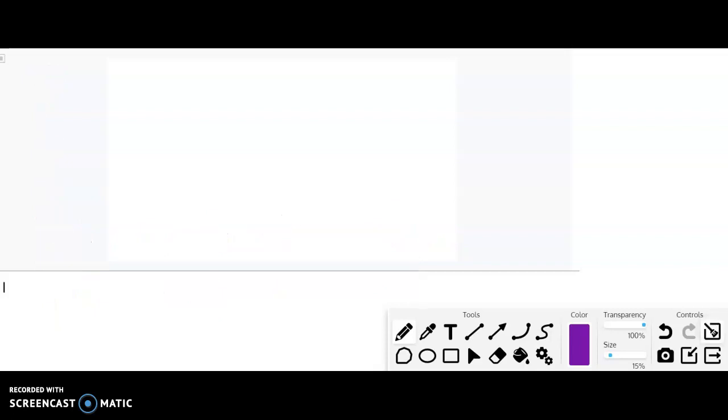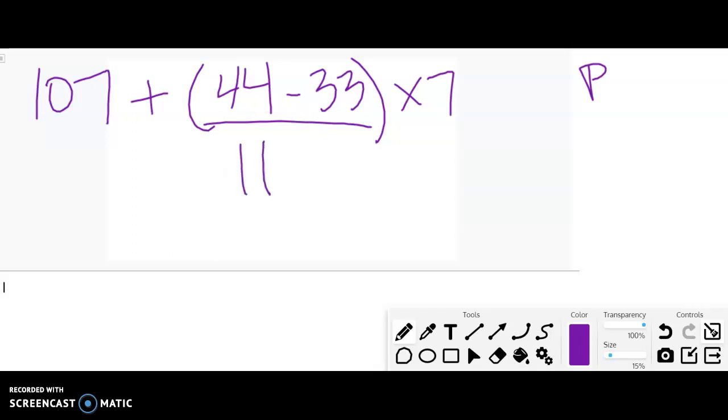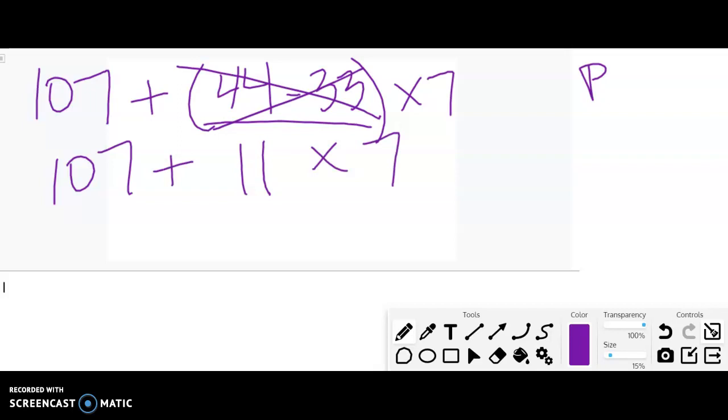If I have an expression that says 107 plus (44 minus 33) times 7. I start with my parentheses. 44 minus 33, that's 11. Now, I'm not going to rewrite that, but I'm going to rewrite everything else I haven't used in the same order. So 107 was at the beginning, it's still at the beginning. Times 7 was at the end, it's still at the end.